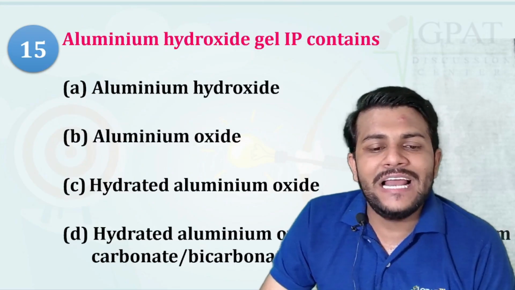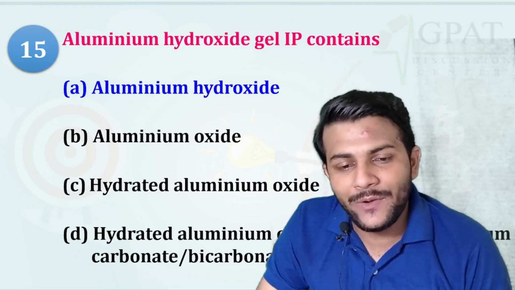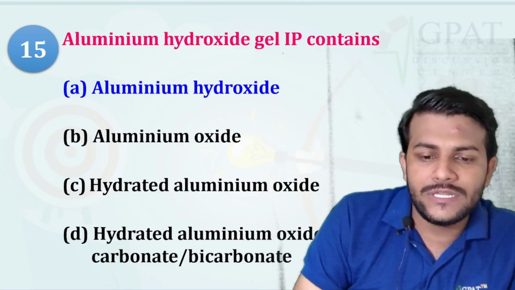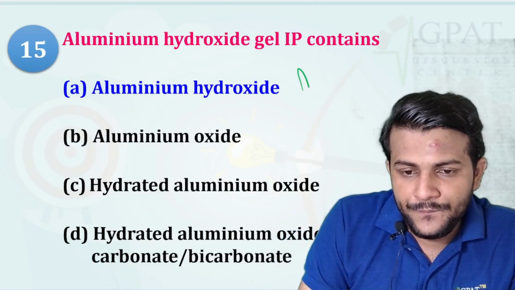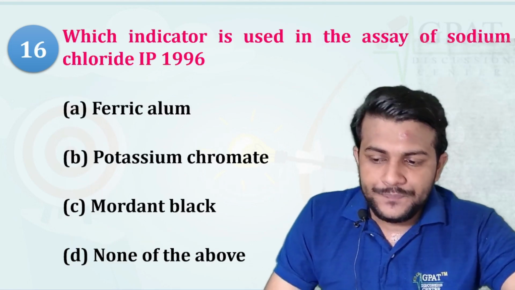Aluminium hydroxide gel IP contains your aluminium hydroxide. That is very simple. Aluminium hydroxide gel contains Al(OH)3. Next question.